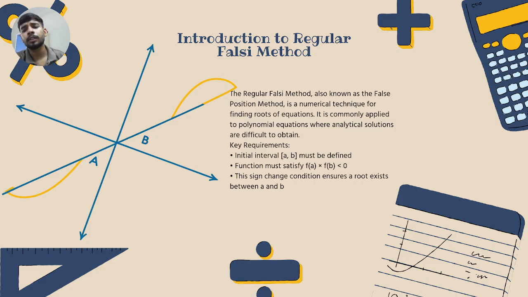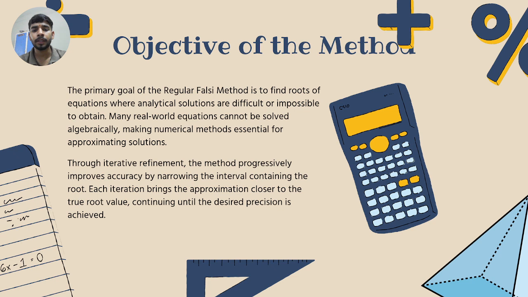The regular-falsi method, also known as the false position method, is a numerical technique for finding roots of equations. It is commonly applied to polynomial equations where analytical solutions are difficult to obtain. The key requirement is an initial interval or initial guess. The initial guesses we take must satisfy the following condition: f(a) times f(b) is less than 0. The sign change condition ensures that the root exists between a and b. As we also discussed in our previous video on the bisection method, you can all relate to that.